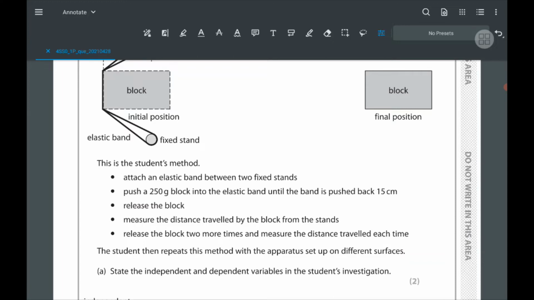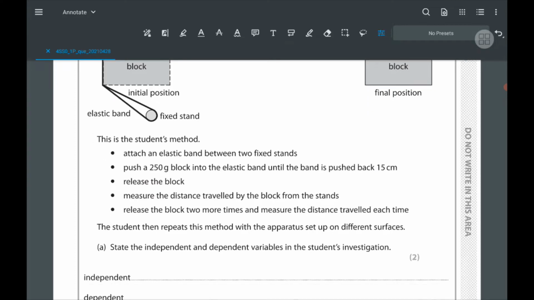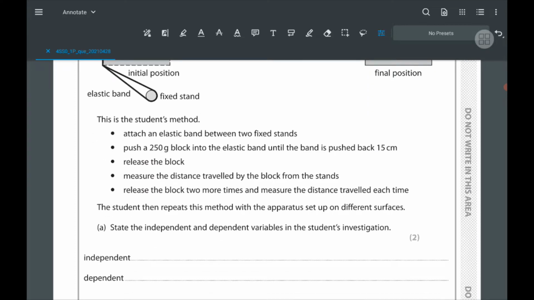Release the block 2 more times. Measure the distance traveled each time. The student then repeats this method with the apparatus set up on different surfaces. State the independent and dependent variable in the student's investigation. So if you look, you can see that the thing that we change is the different types of surfaces, so the independent variable will be the surface. Then the dependent variable is what we measure, like we measure the distance traveled by the block. Here it is given, so we can say distance traveled by the block.